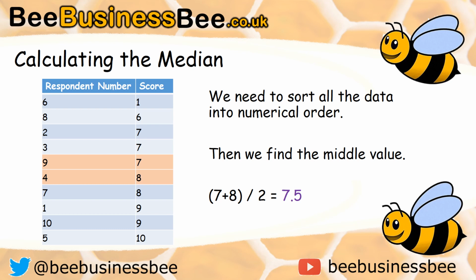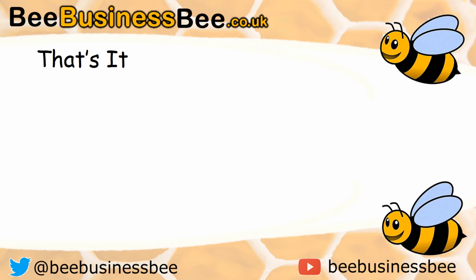However, because I've got 10, as you can see there, I've had to go for 5 and 6. I'm going to add the 7 and the 8 together and divide by 2, and I get my median value of 7.5. It really is that simple to calculate the middle value, or the median.